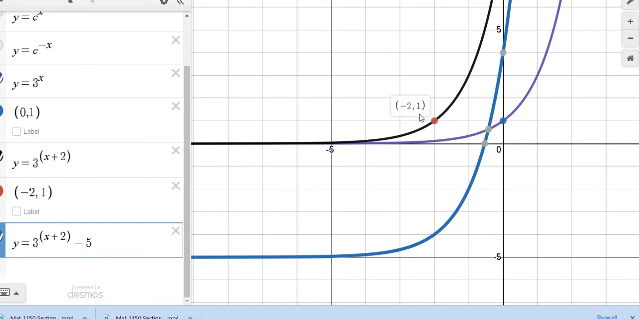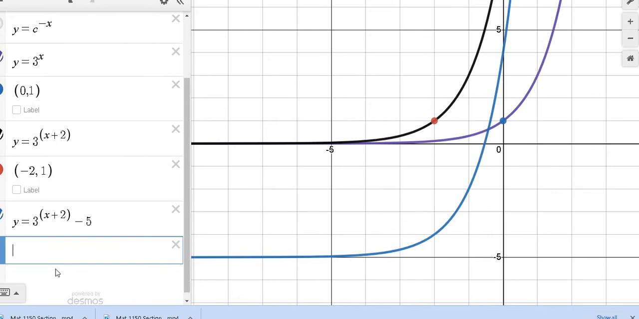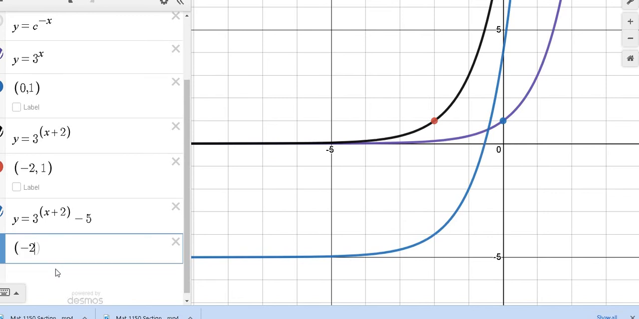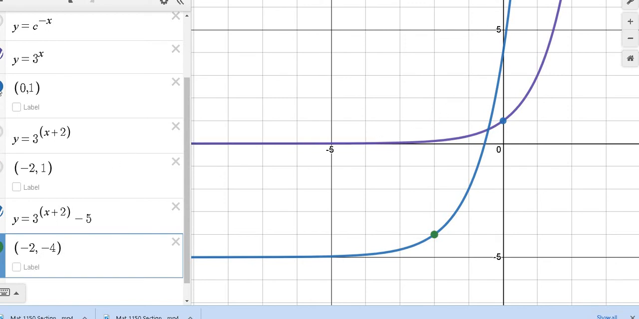Good. So if you shift it down by 5, you're going to take 1 minus 5, because you're subtracting 5 from the y coordinate there. So it's going to be at negative 2 and negative 4. Perfect. Just where I wanted it. Now, let me shut off these other graphs and we'll focus our attention on this one for a moment.